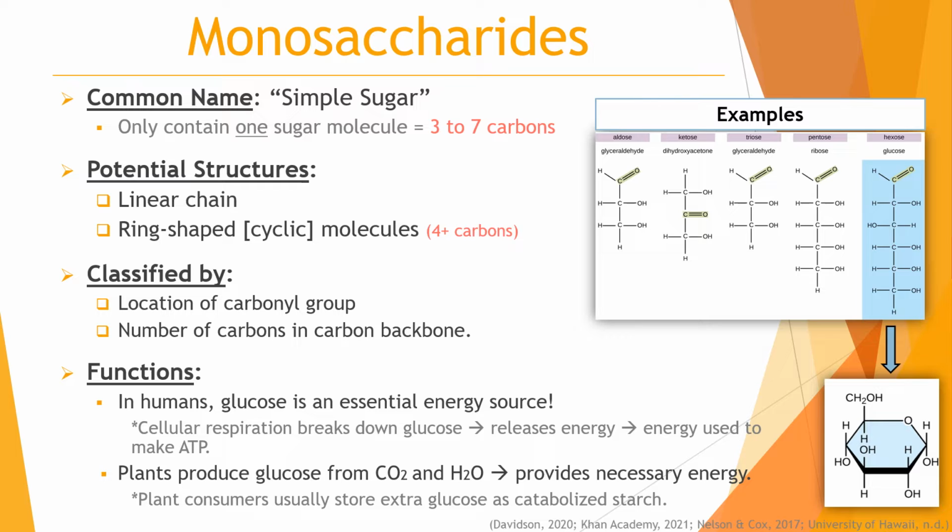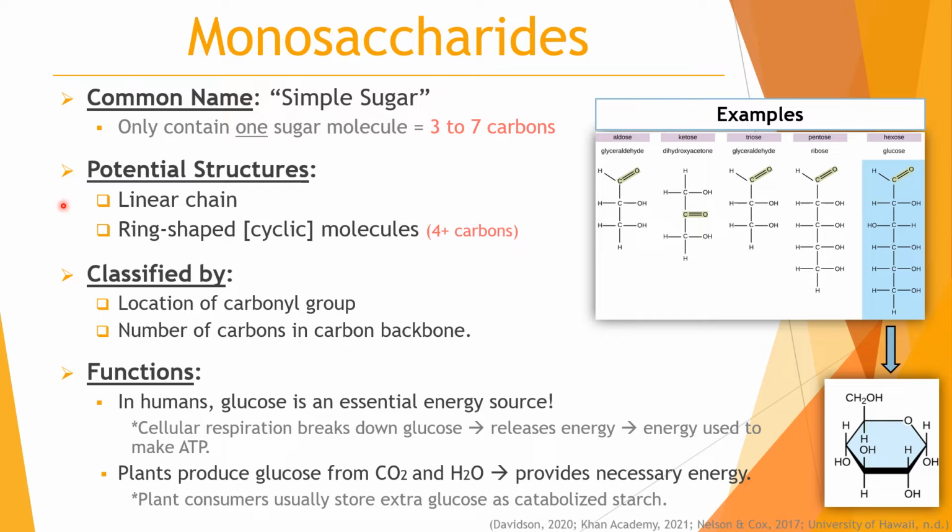So as you can see here, monosaccharides are the simplest form of carbohydrates, and they actually have a common name known as simple sugars because they're only made up of one sugar molecule. Now, one sugar molecule can have between 3 and 7 carbons in their carbon backbones. The potential structure that this can create with a certain amount of carbons will determine whether it has a linear chain or a ring-shaped, what's known as a cyclic, molecular structure.